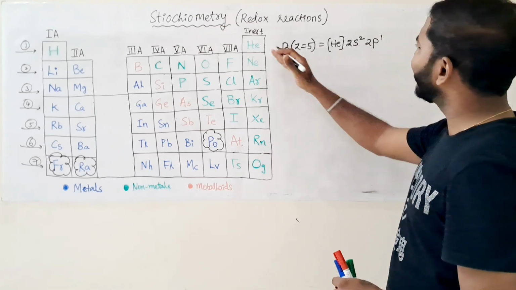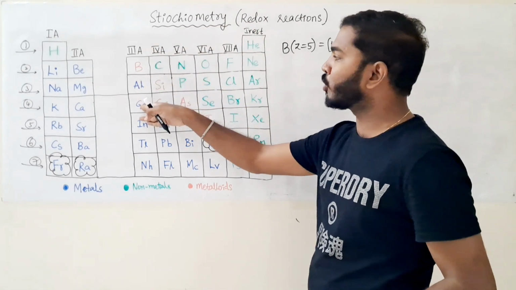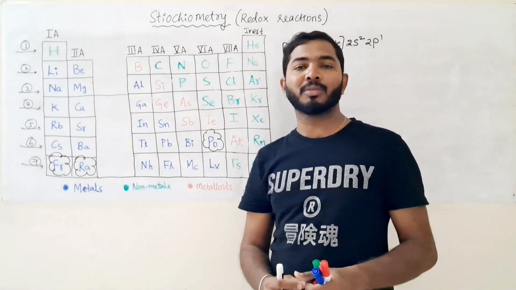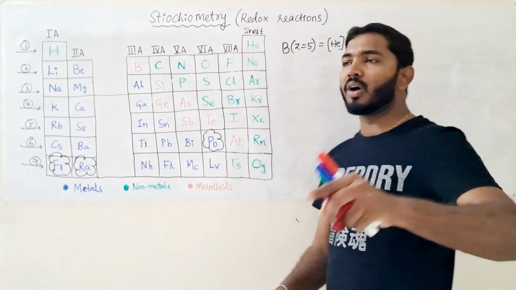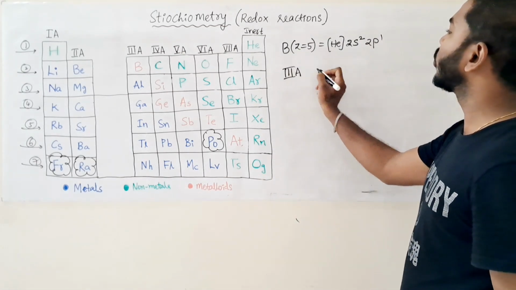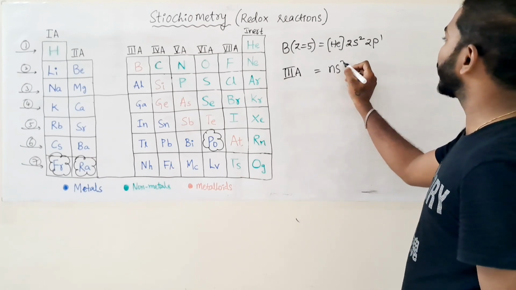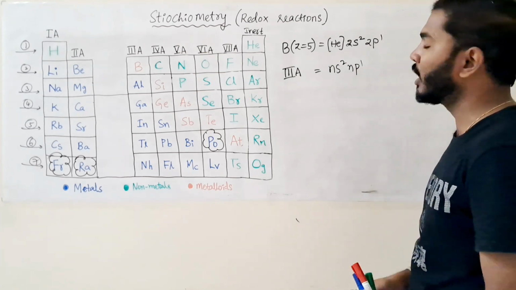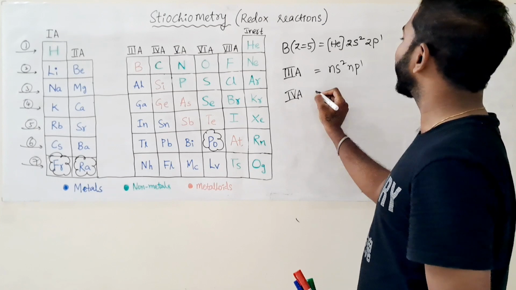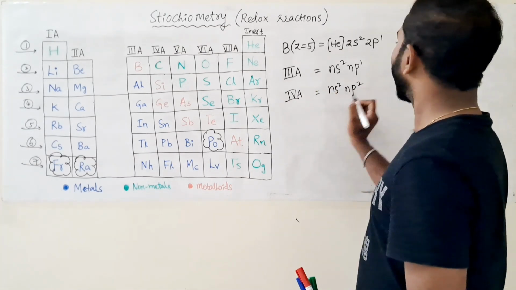Okay, and then similarly if you try to write down for aluminium, that will be coming out as 3s2, 3p1, then 4s2, 4p1, 5s2, 5p1, 6s2, 6p1, and for nihonium 7s2, 7p1. So overall for the entire 3A group elements, if we try to write down the general electronic configuration, it is going to come out as ns2, np1. Hope it is clear. And then similarly, if we try to write down for 4A, it is going to come out as ns2, np2.